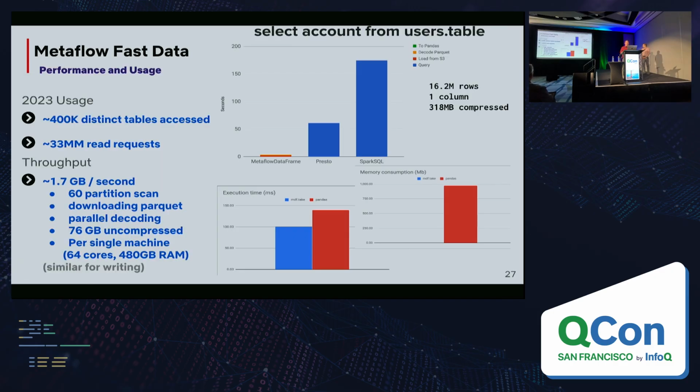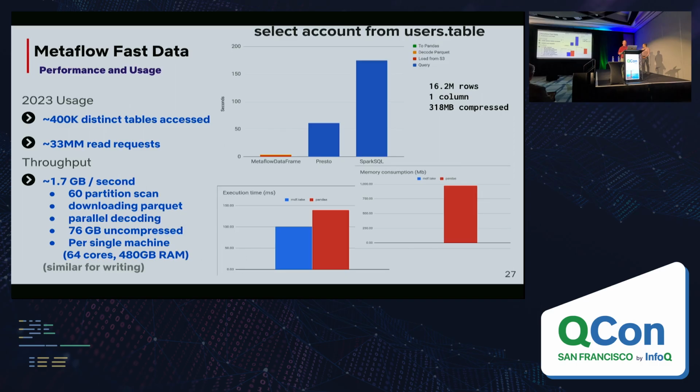I want to give you a few numbers here about how this is used. You can see in 2023, we had quite a lot of usage of this piece of software, but more importantly, the throughput. In this example that I created here, we scan 60 partitions, download the Parquet, do the parallel decoding using the Metaflow data frame. It was about 76 gigabytes uncompressed on a single machine, and I get throughput of about 1.7 gigabytes per second. That's actually really close to the throughput of the NIC on this particular machine.